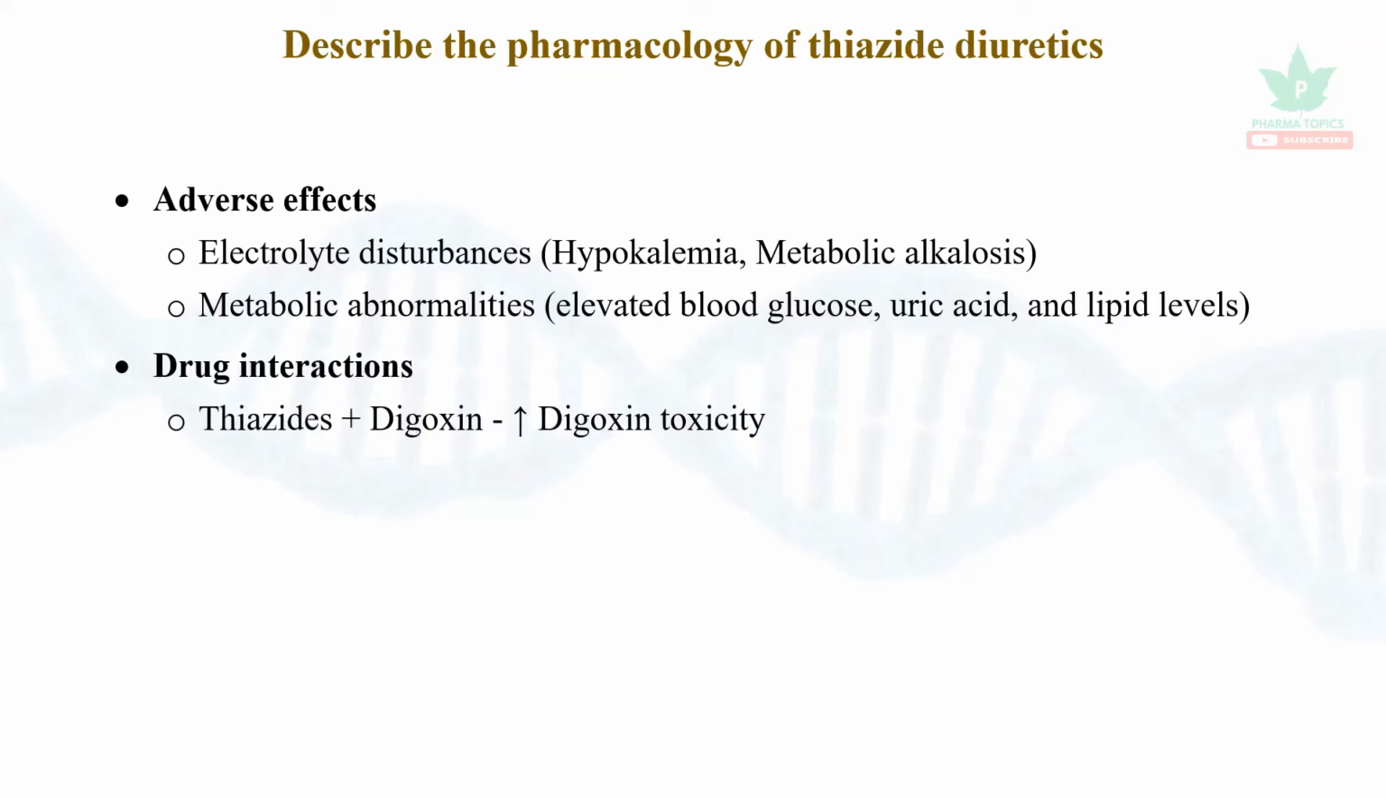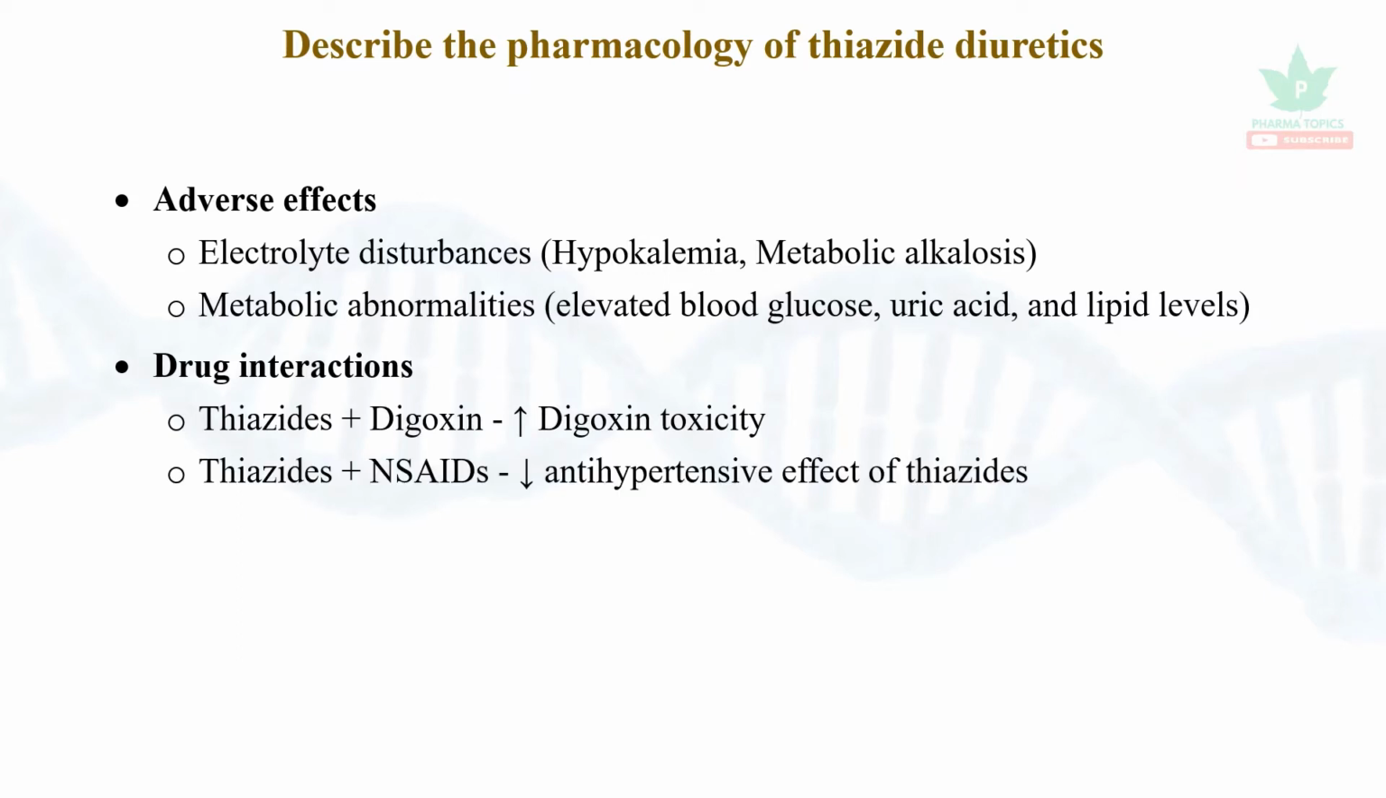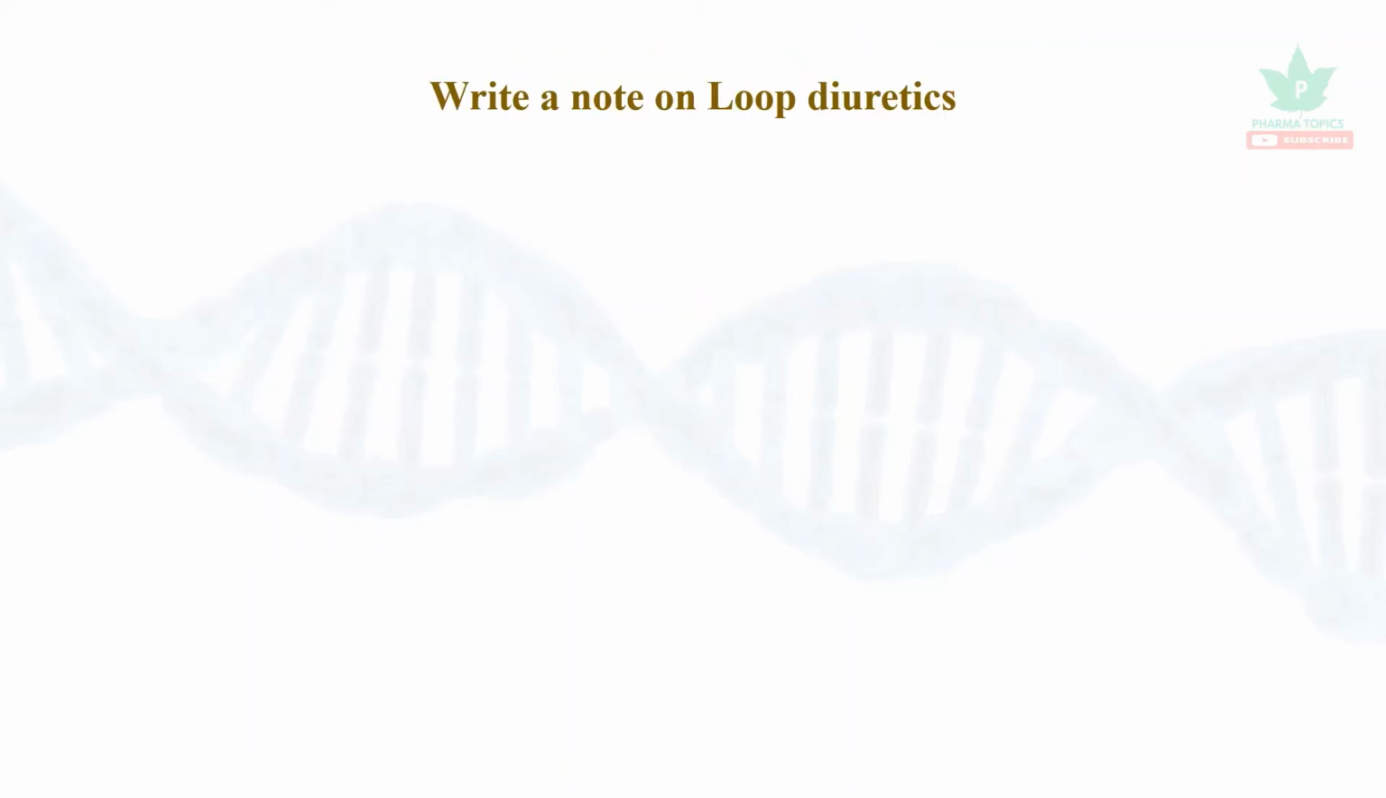Drug interactions, thiazides increase the digoxin toxicity. Thiazides, when they are combined with NSAIDs, it reduces the antihypertensive effect of thiazides. Thiazides increase the lithium toxicity when combined with it.